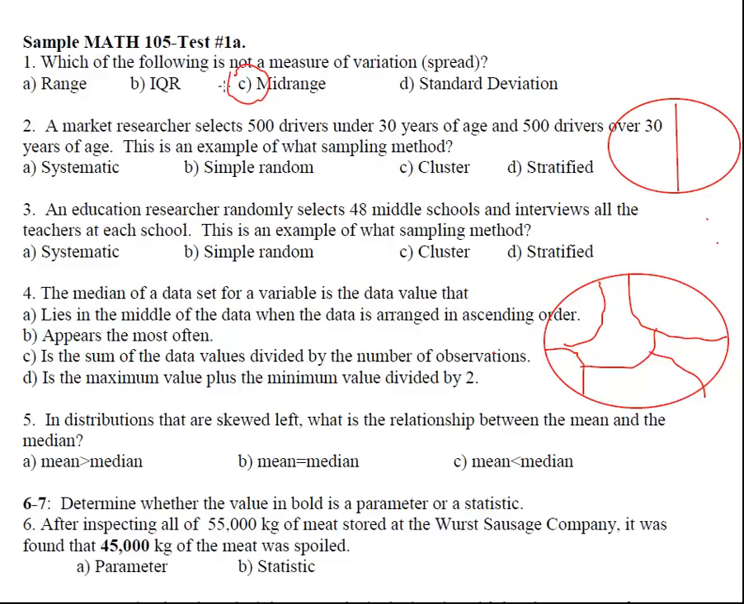The next question wants us to identify what sampling method is used. And that's what that diagram to the right there is. I'm kind of trying to draw it as well as discuss it. So we have selected 500 drivers under 30 years of age and then 500 drivers over. So the researcher split the data up into two groups, over 30 and under 30. And then within each group, he took a random sample, those should just be dots, of 500.